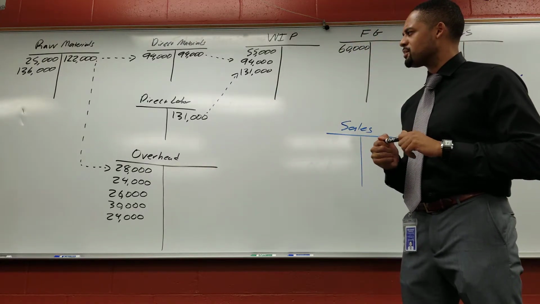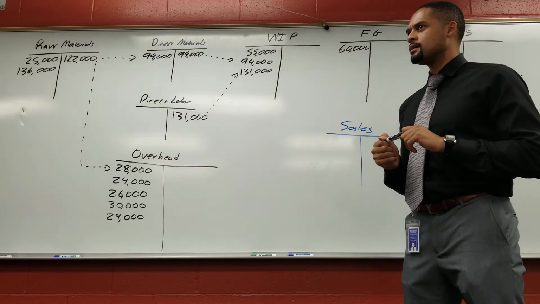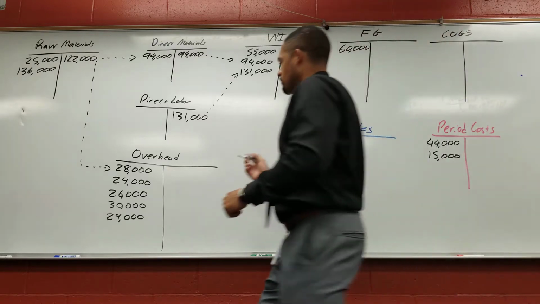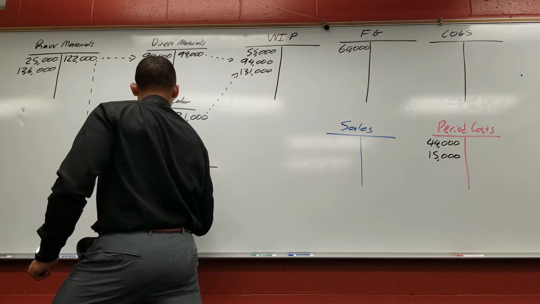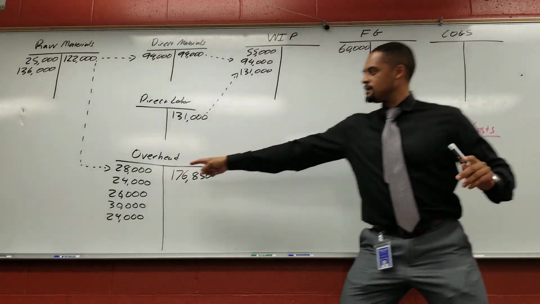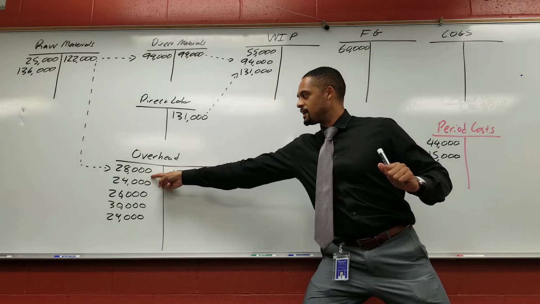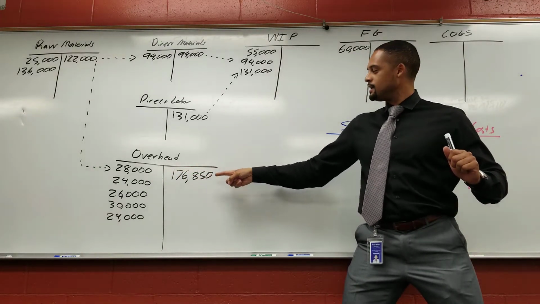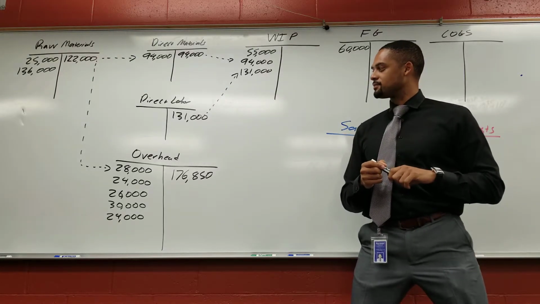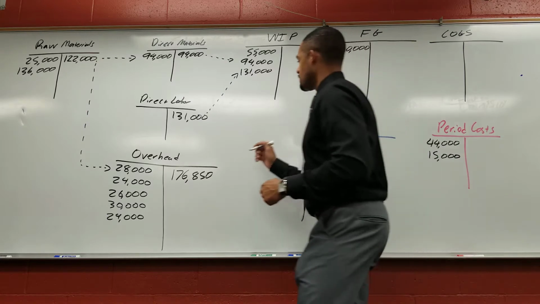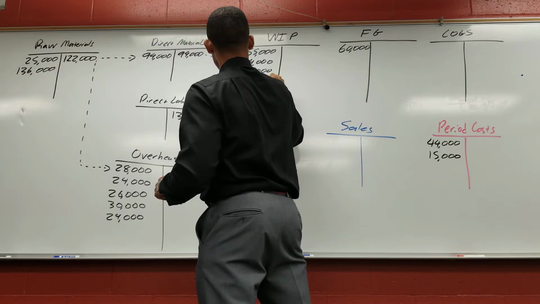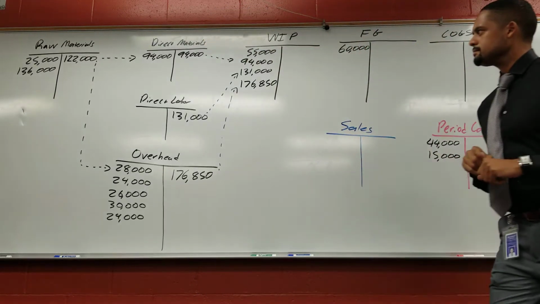1.35 times 131,000 should get us 176,850, I think. I think that's right. Remember, overhead account, the left side is the actual side, the right side is the applied side. The applied side means the predetermined overhead rate times the actual cost driver. And because it's on the right side, this is also going to flow right up here to work in process. 176,850. Not too bad.